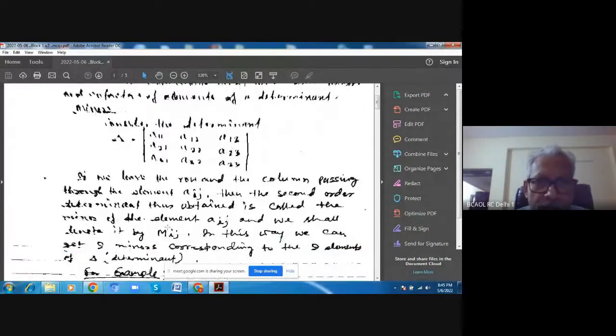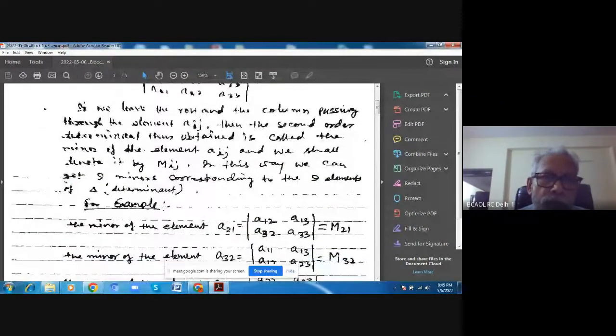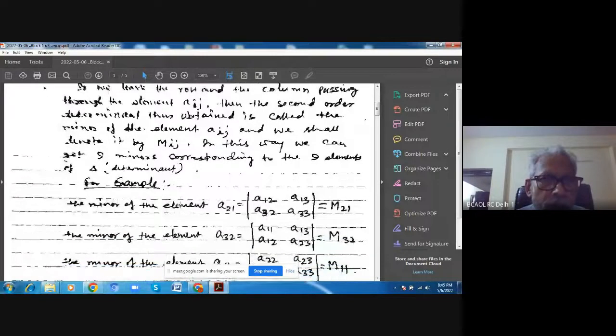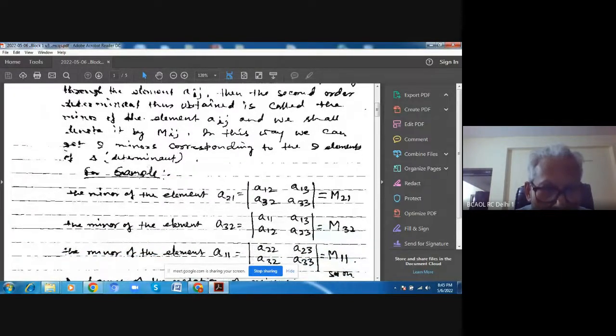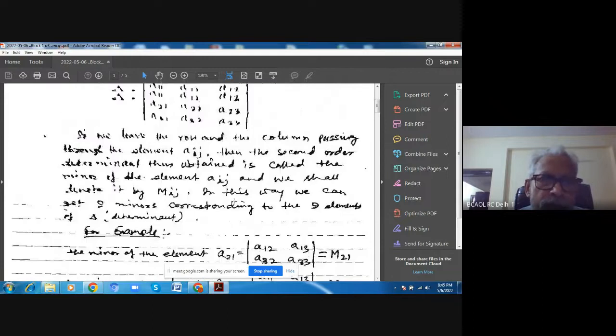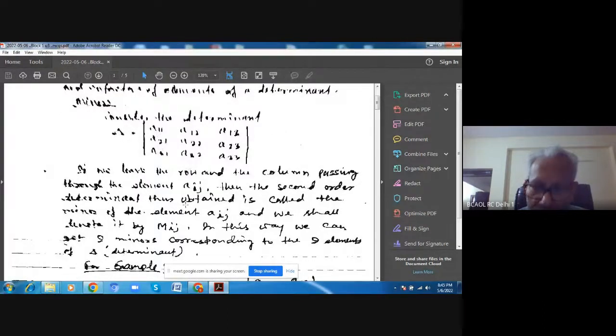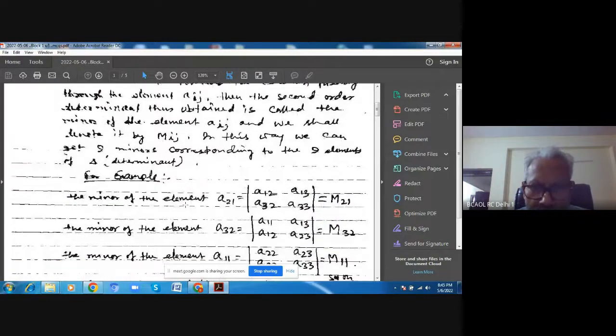Then finally, you can see it better with an example. Suppose the minor of the element A21. Where is A21? Second row, first column, means this one. Suppose we have to find the minor of the A21 element. So what will happen? As per the rule, the row and column that touch A21, you remove them. Row and column gone. So keep the remaining portion.